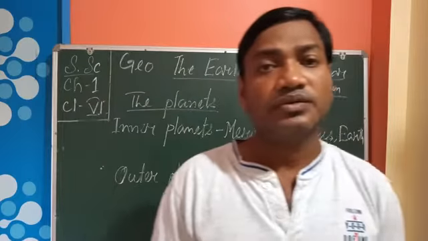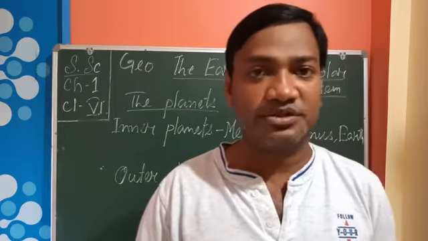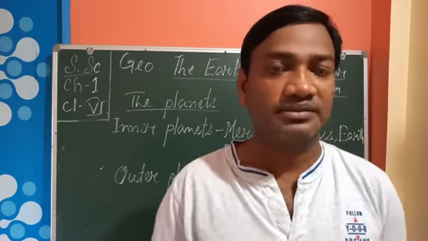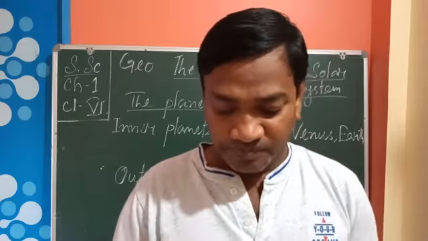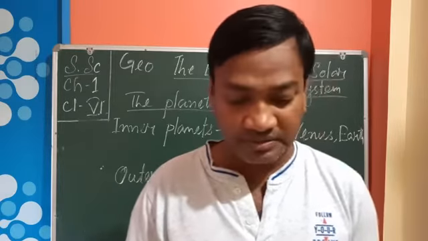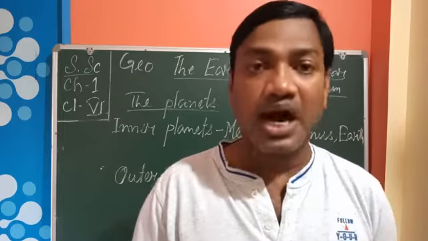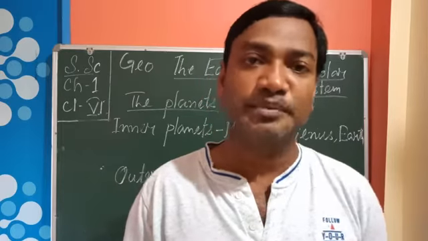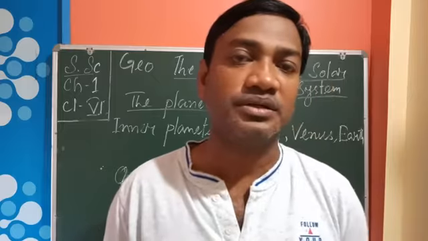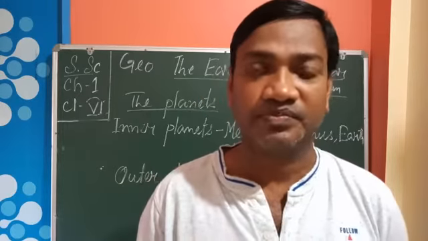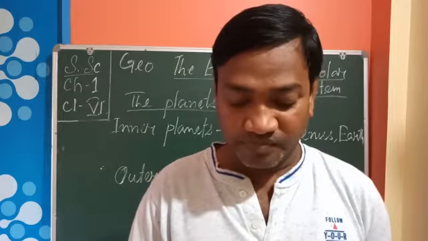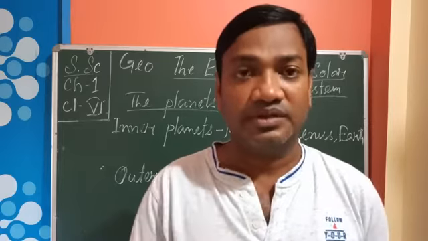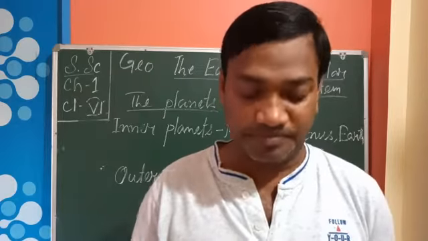Students, we know that there are 8 planets in our solar system, and if we see from the sun, the planets are Mercury first, then Venus, Earth, Mars, Jupiter, Saturn, Uranus and Neptune. So these are the 8 planets we find in the solar system, and these are in order, that means from the sun. If we see, these are the positions.